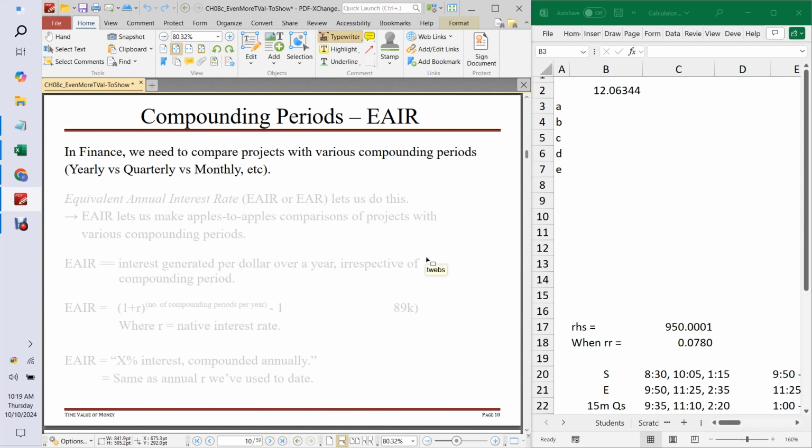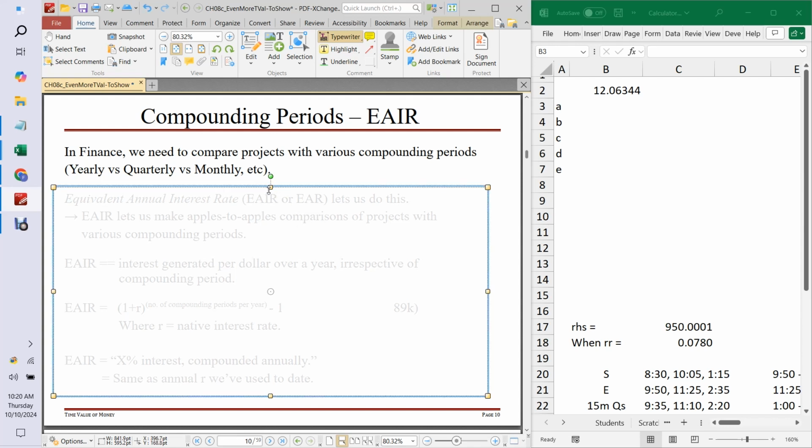Okay, next up, we need to learn about what we call equivalent annual interest rate. And in finance, very often, and you'll find in the real world, even if you are a human resources major, a marketing major, doesn't matter, you're going to have to be comparing financial projects that sometimes have native interest rates measuring time in quarters compared to alternate projects where time is being measured in years or months or something like that. So we need some way to make apples to apples comparisons of these disparate projects with different measurements of time, and the EAIR is the thing that lets us do that.